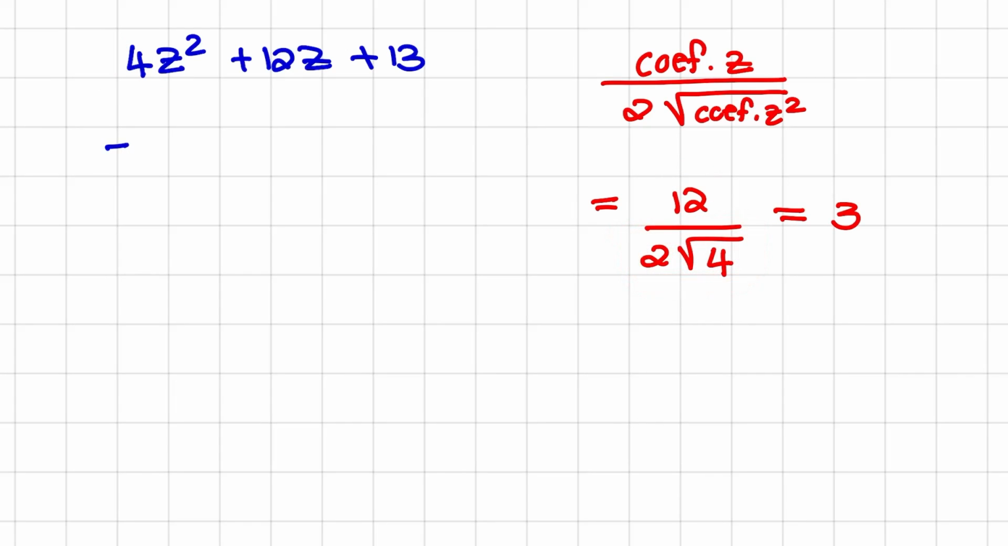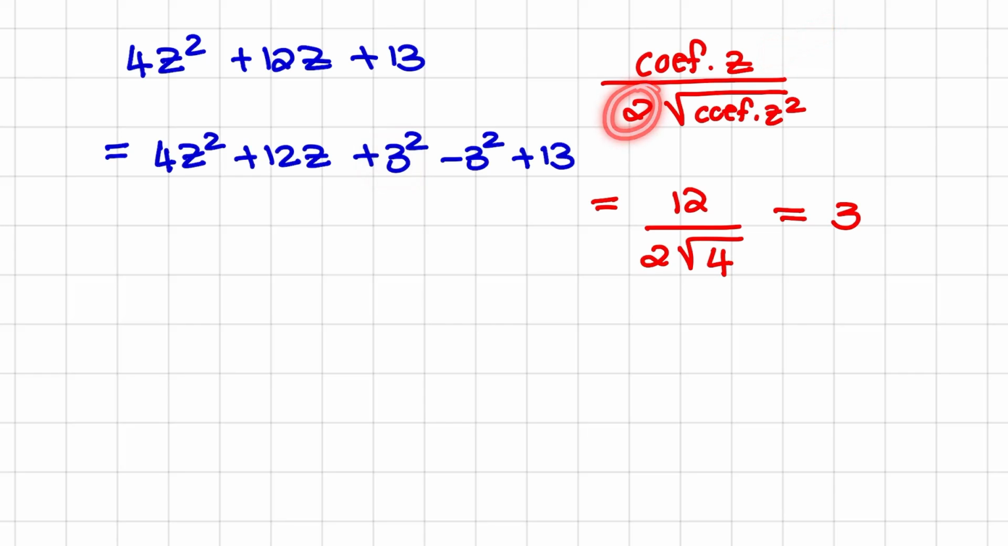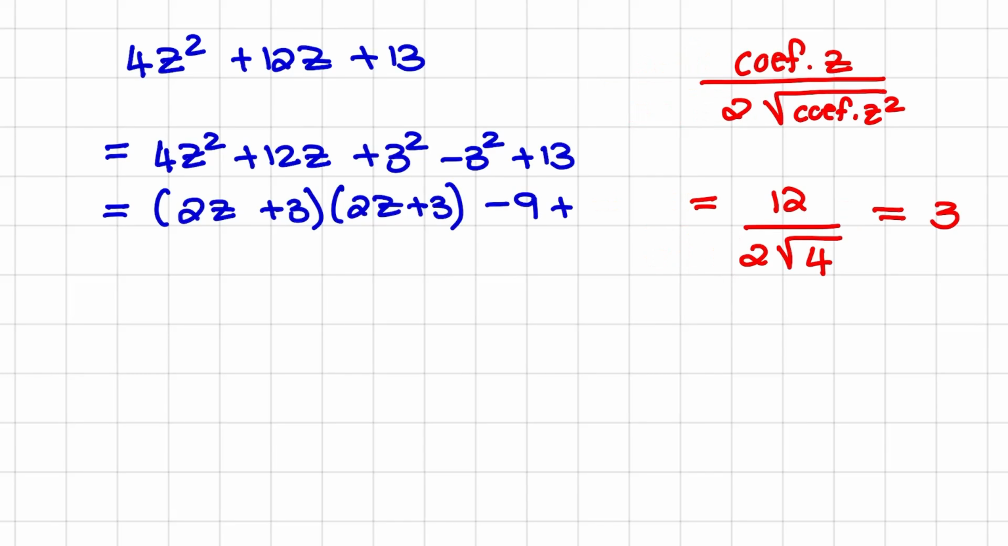So instead of taking out the greatest common factor, I'd have 4z squared plus 12z plus 3 squared minus 3 squared plus 13, where the 3 comes from taking the coefficient of z and dividing that by 2 times the square root of the coefficient of z squared. Now our first three terms is a perfect square which we can easily factorize. So that will be 2z plus 3 times 2z plus 3. Then we have minus 9 plus 13. And if I rewrite that slightly, I have 2z plus 3 squared plus 4.